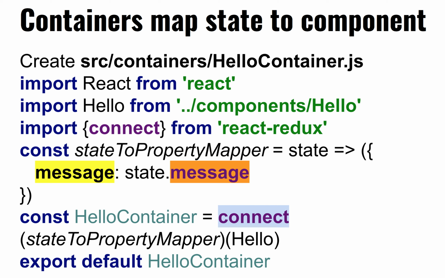What else? Notice that what gets exported here is this constant, this hello container. This is what gets rendered as an HTML element. You render this hello container, and then the hello container renders the internal stateless component. Okay, there's a couple more pieces of glue to go through. For instance, who calls the state to property mapper? Who provides the state? How does that get plumbed? We'll do that next.